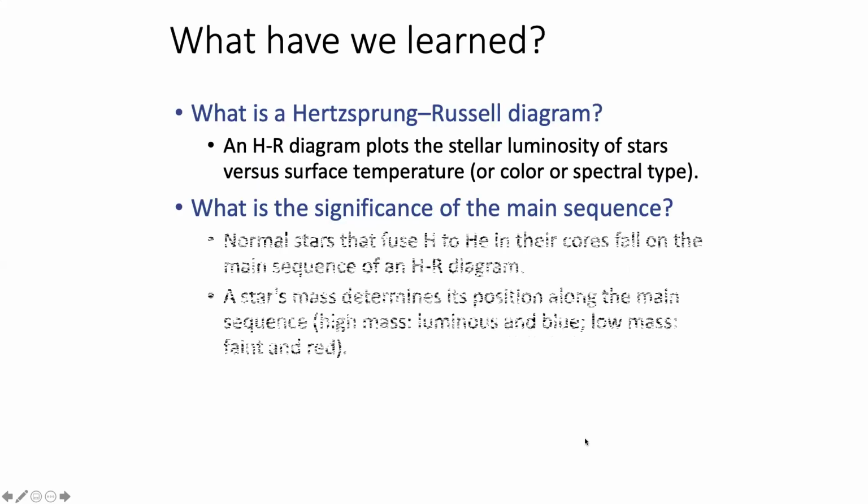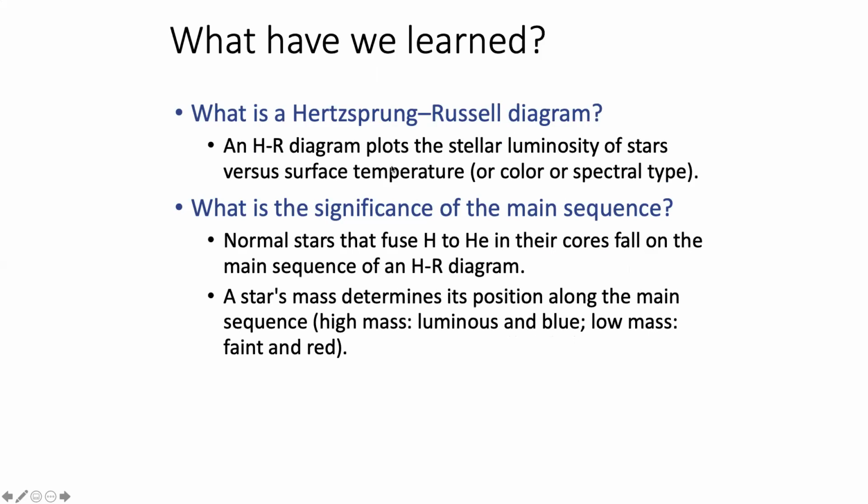A Hertzsprung-Russell diagram is a diagram plotting luminosity of stars versus their surface temperatures, or color, or spectral type, because those three things are directly tied to each other. To be on the main sequence means that a star has hydrogen fusion into helium at its core. That's not true of all stars. Not all stars have hydrogen fusion going on in their cores. And we'll explore that probably next week.